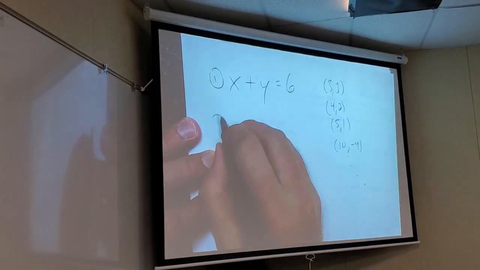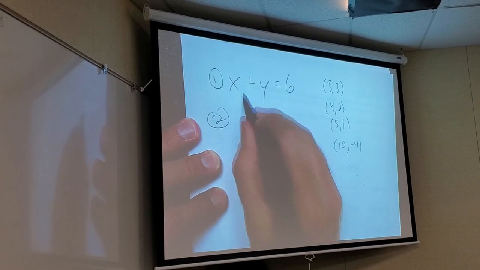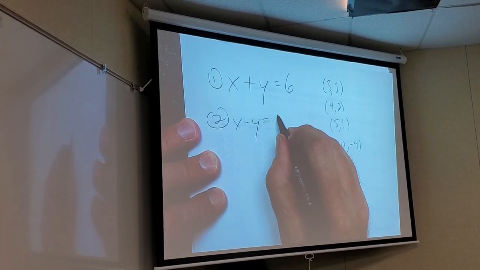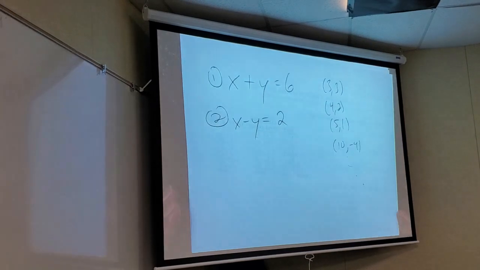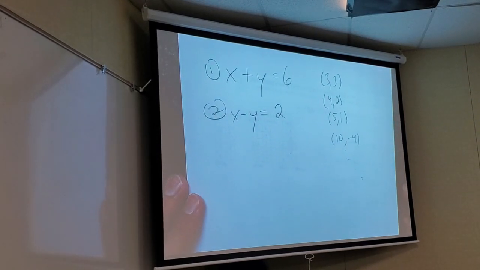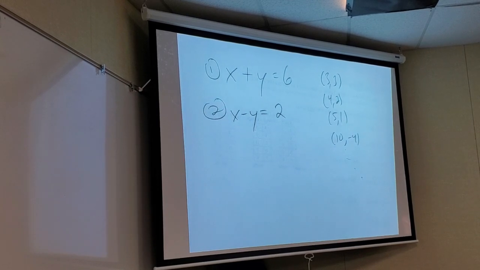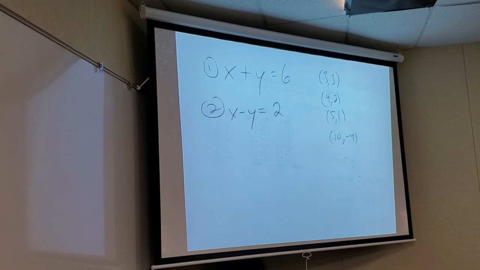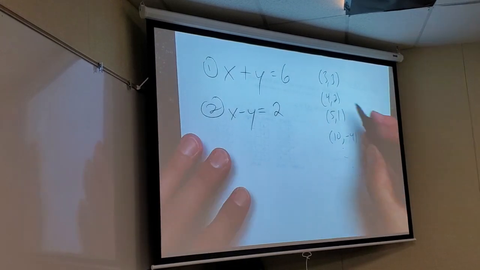But what if I also tell you that the same two numbers, when I subtract them, what do you get, Jeff? I get 2. Is there a single answer now? In fact, we've already written the answer down, haven't we? Does anyone see what the answer is? 4 and 2. Yeah, 4 and 2.